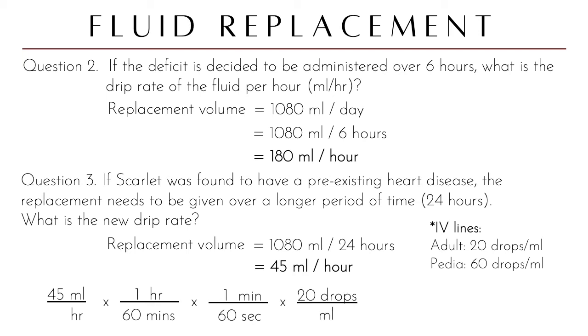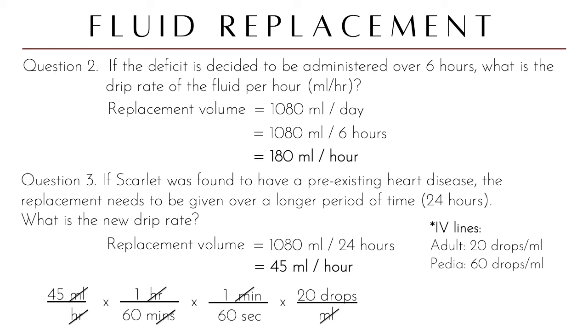And that is 20 drops per ml. You cancel everything out. You divide where it needs to divide. 45 divided by 60. Divided by another 60. Multiply that by 20. What are you gonna get? It doesn't actually affect the answer if you multiply 45 to 20 and then divide that by 60 and 60.